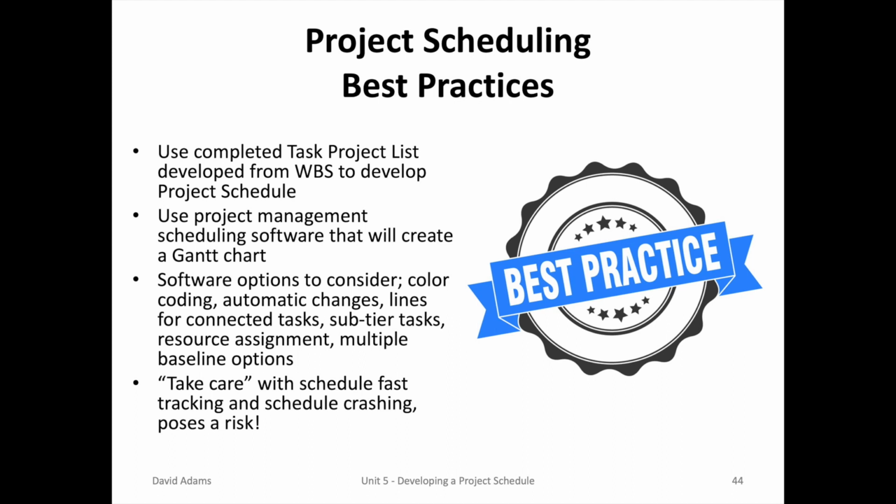I would also consider using color coding, automatic changes, lines for connecting tasks, sub-tier tasks, resource assignment, and multiple baseline options when you're working with project scheduling. And the project manager, as well as the project sponsor, need to take care with scheduling, fast tracking, and schedule crashing. These are risks that may cause impact that you may not have expected.